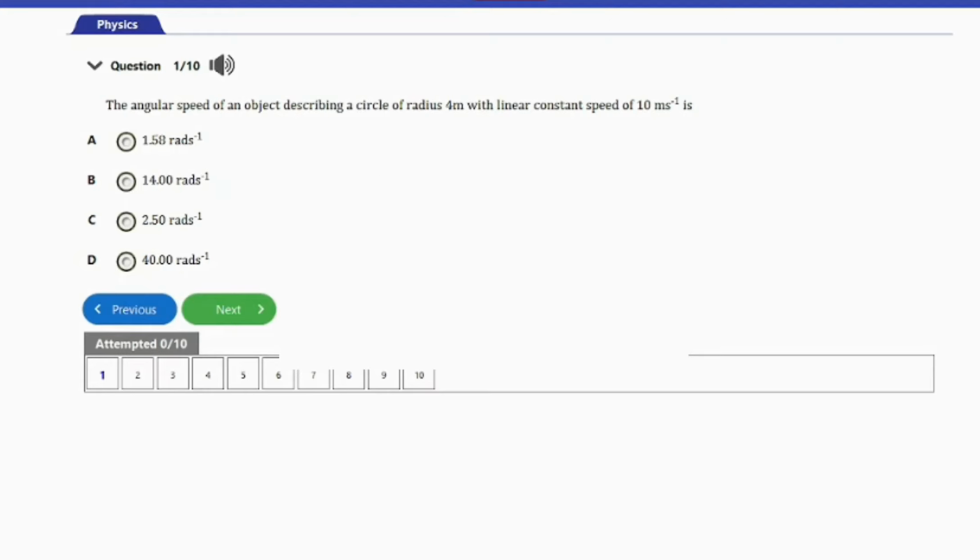Let's go ahead and consider the next question. The next question is question number 2. It says, a stone is thrown horizontally with initial velocity 15 meters per second from a tower 20 meters high. How long does it take to reach the ground?